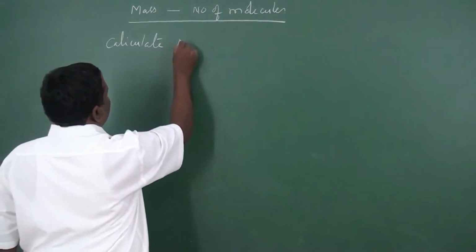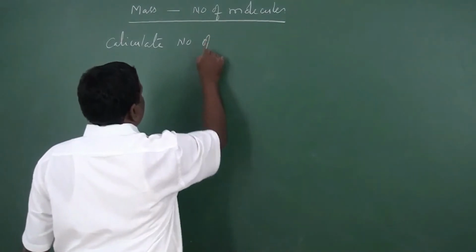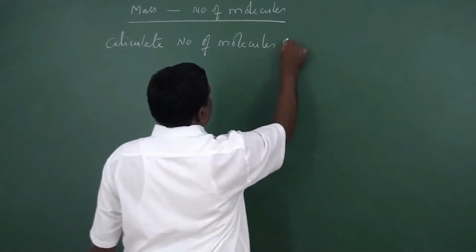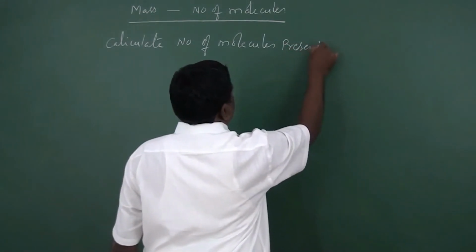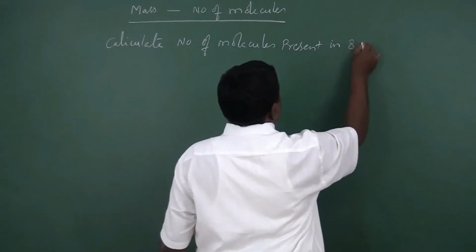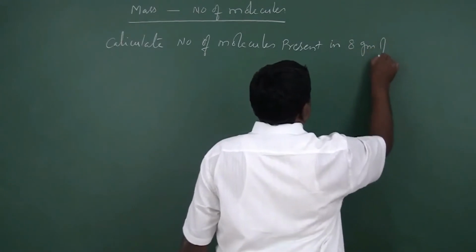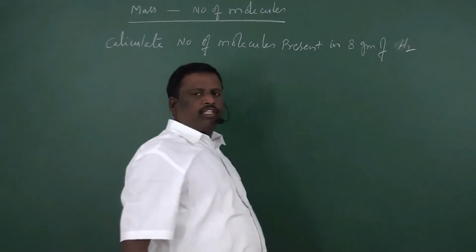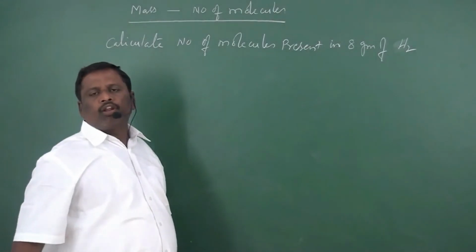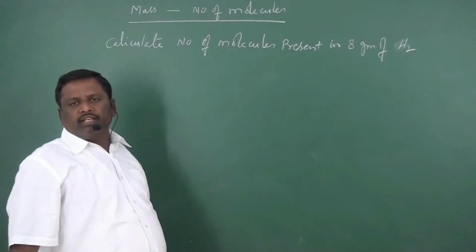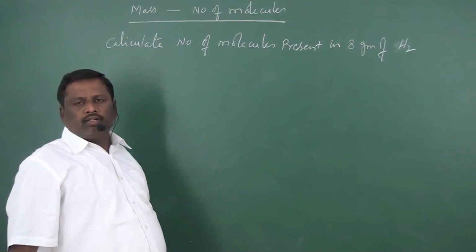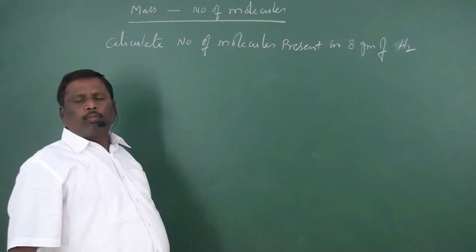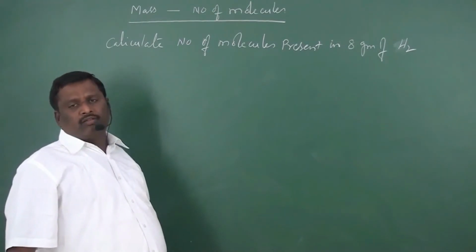Calculate the number of molecules present in 8 grams of hydrogen. Here they are asking about the number of molecules present in 8 grams of hydrogen. Here also it is the same thing. First you should write down the molecular weight of hydrogen.